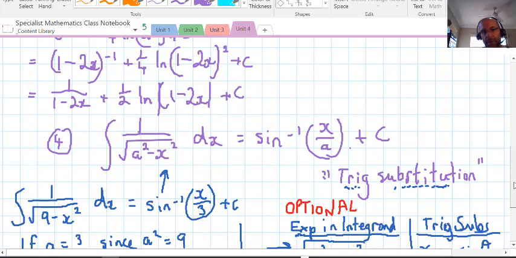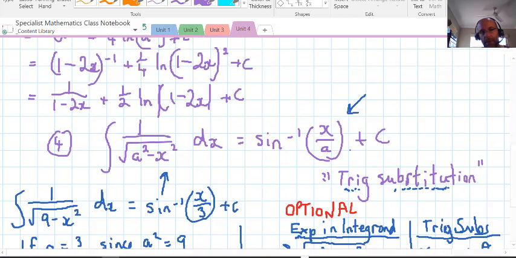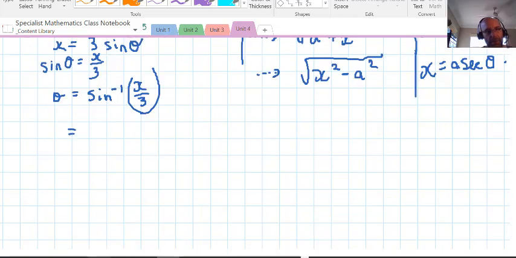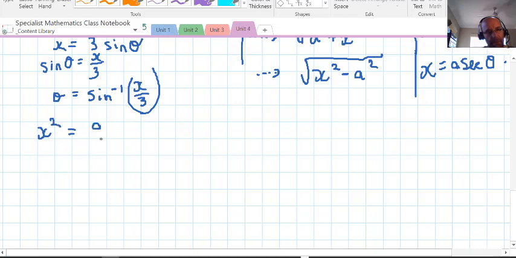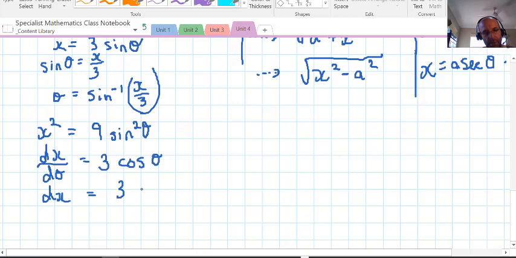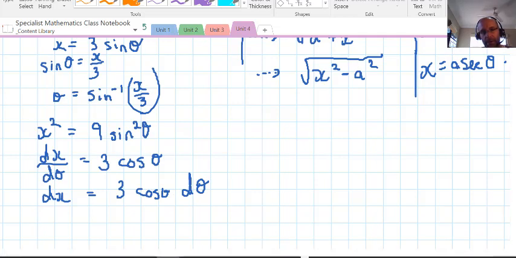If we go back up here, we can also say that x squared equals 3 squared, 9 sine squared theta. And dx d theta equals 3 cos theta, or dx equals 3 cos theta d theta. Where am I going with all this? In fact, I do know.